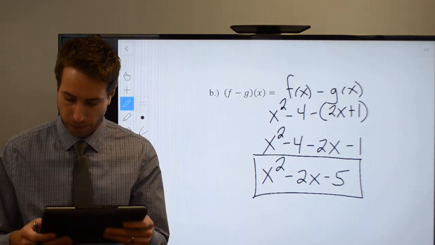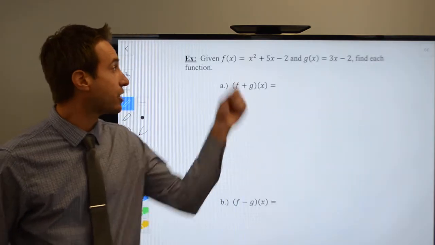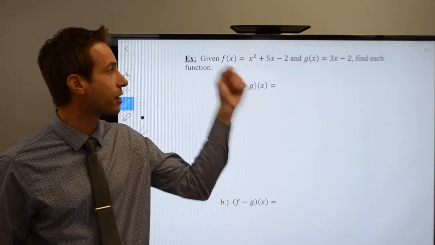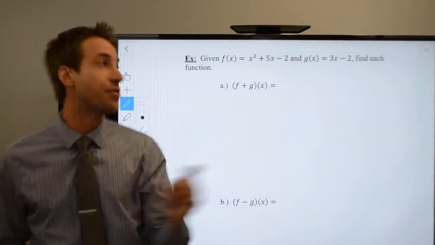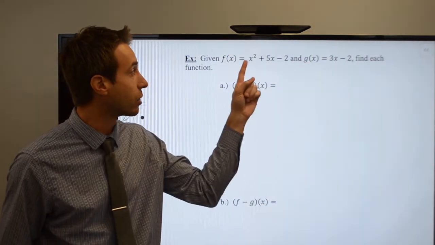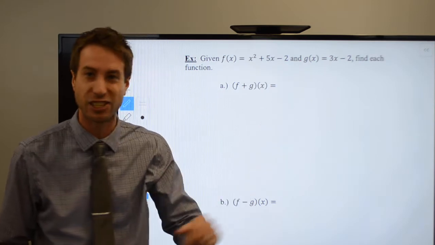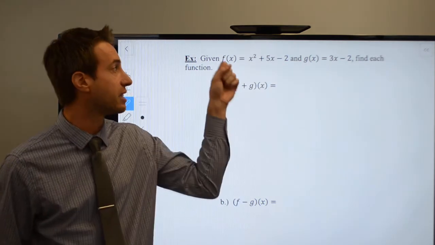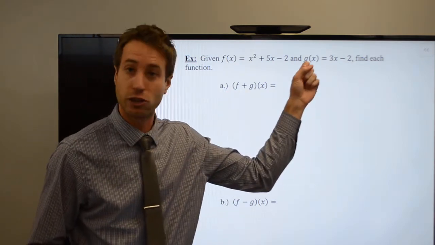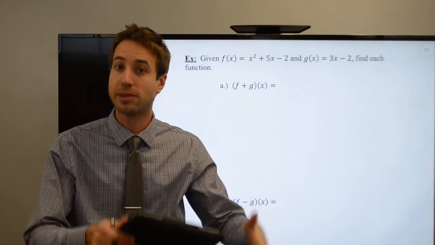Let's try a couple more. On this next page, f of x and g of x, right? Just two different names for the functions. This is function f, this is function g. The x just simply means that my variable is x, right? Please notice that x squared plus 5x minus 2, right? The variable is x, so this is the function f in terms of x. This is the function g in terms of x, right?